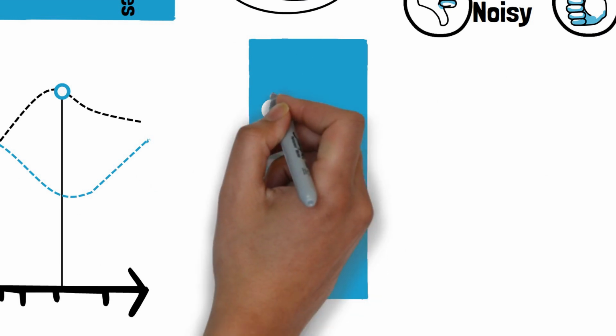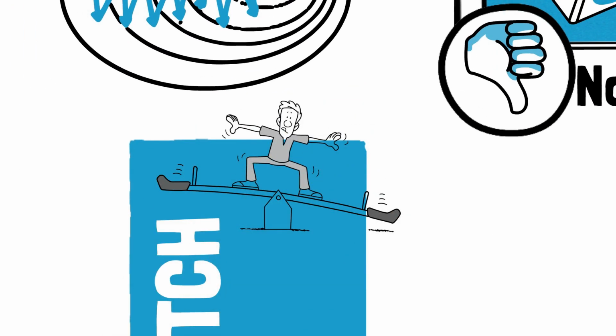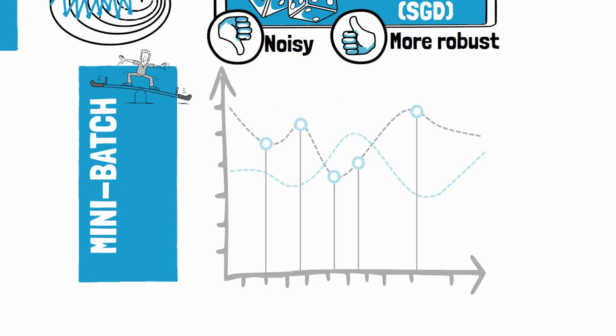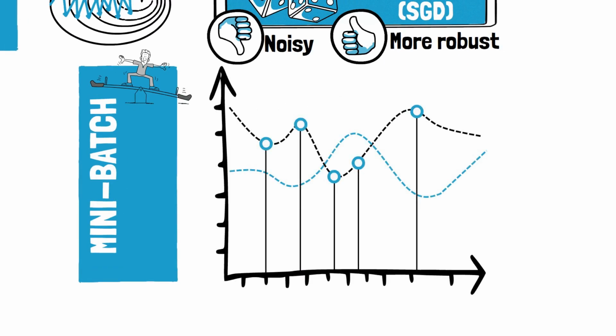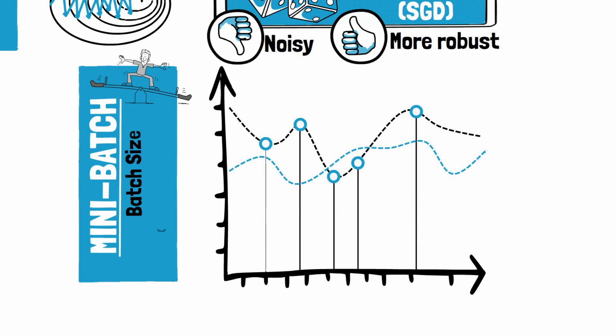On the upside, stochastic gradient descent often leads to more robust solutions. Mini-batch gradient descent strikes a balance between full batch and incremental updates. Instead of using the entire dataset or a single instance, mini-batch updates use a subset of training data to compute the gradient and update the weights. The size of this subset, the mini-batch, can vary, but common sizes include 32, 64, or 128 samples.